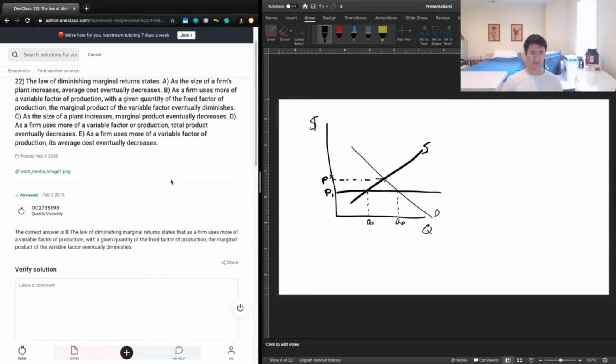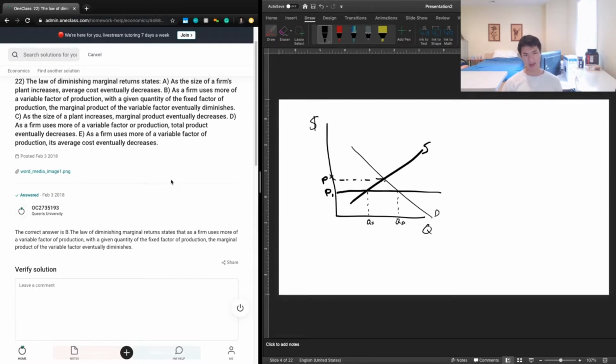So the first answer choice says, as the size of a firm's plant increases, average cost eventually decreases. The first thing we have to note is that the law of diminishing marginal returns applies to all variable factors of production. And so increasing the size of a firm's plant is not going to be all-encompassing of the range of factors of production that the law of diminishing marginal returns could apply to.